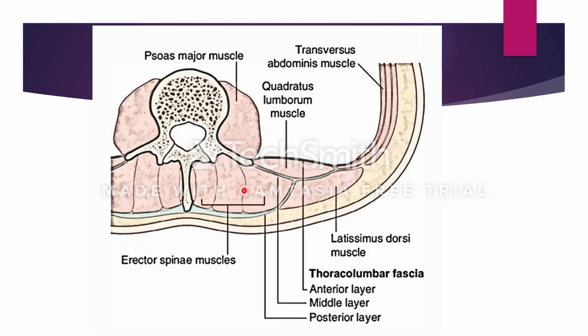The quadratus lumborum muscle and the erector spinae are enclosed by the thoracolumbar fascia, which has three layers. This is the anterior layer of the thoracolumbar fascia. This one, you can see, is the middle layer of the thoracolumbar fascia, and this is the posterior layer of the thoracolumbar fascia.